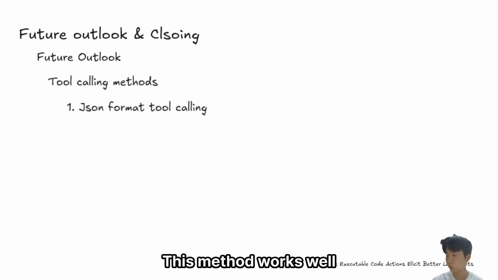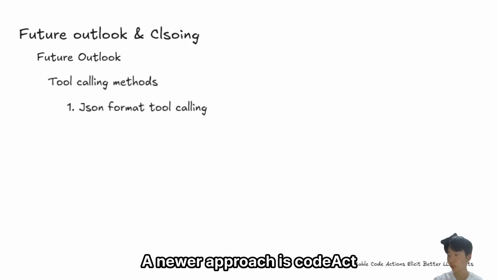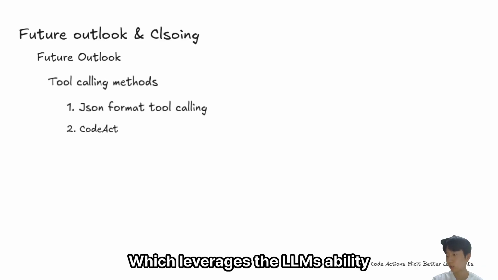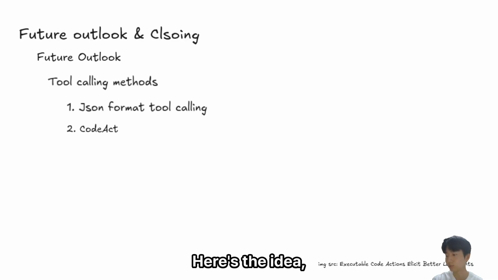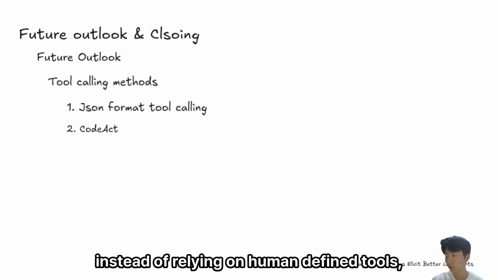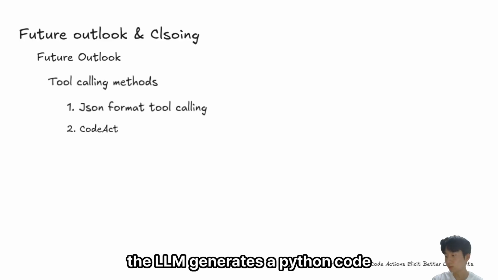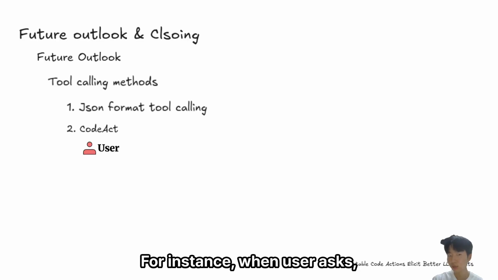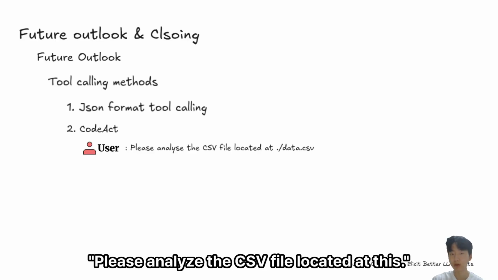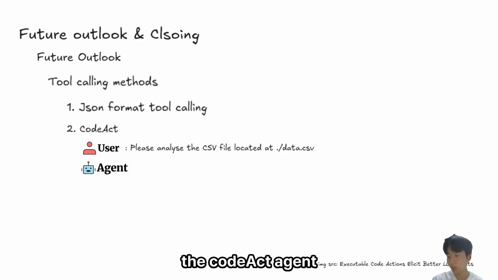This method works well, but it's not the only way to call a tool. A newer approach is called CodeAct, which leverages the LLM's ability to generate executable code directly. Here's the idea. Instead of relying on human-defined tools, the LLM generates Python code to solve a task. For instance, when a user asks, please analyze the CSV file located at this path, the CodeAct agent will generate the answer.